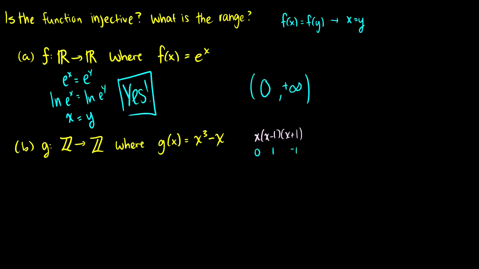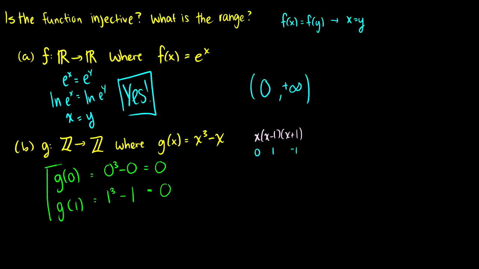So let's take a look here. Let's take a look at g of 0, and let's take a look at g of 1. So g of 0 is going to be 0 cubed minus 0, and that's equal to 0. And g of 1 is going to be 1 cubed minus 1, which is equal to 0. So we know that g of 0 and g of 1 are equal to each other. Therefore, we have two elements in the domain mapping to the same element in the codomain. Therefore, it is not injective.